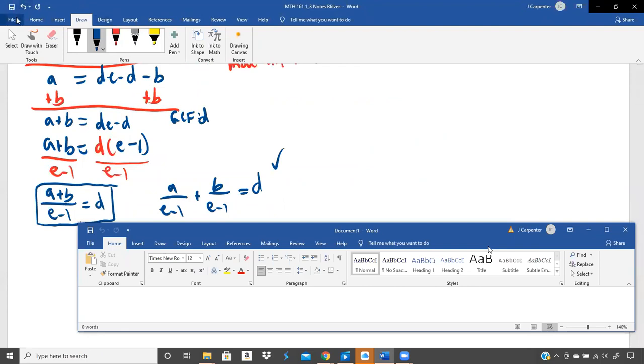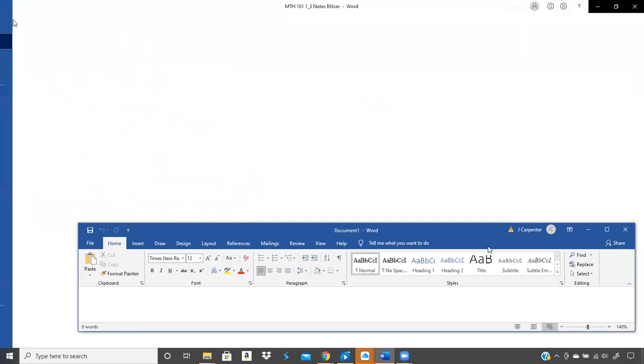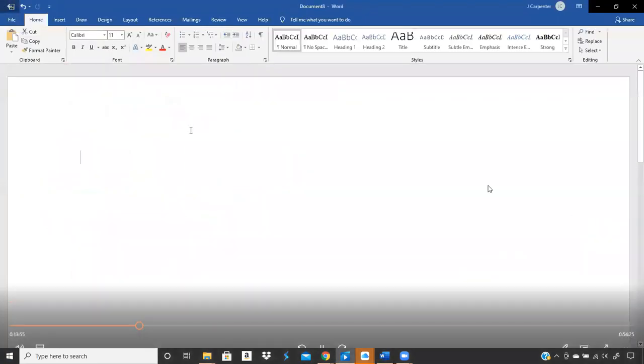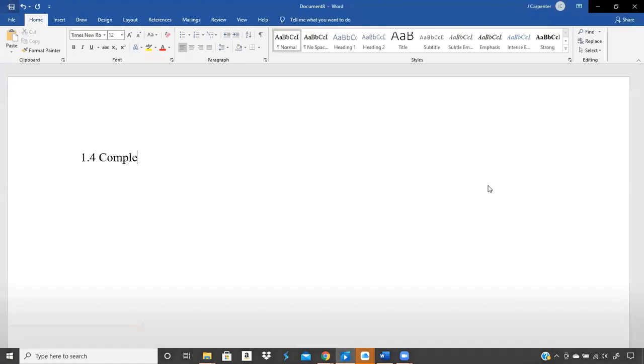All right, so let's move on to 1.4. They're called complex numbers.